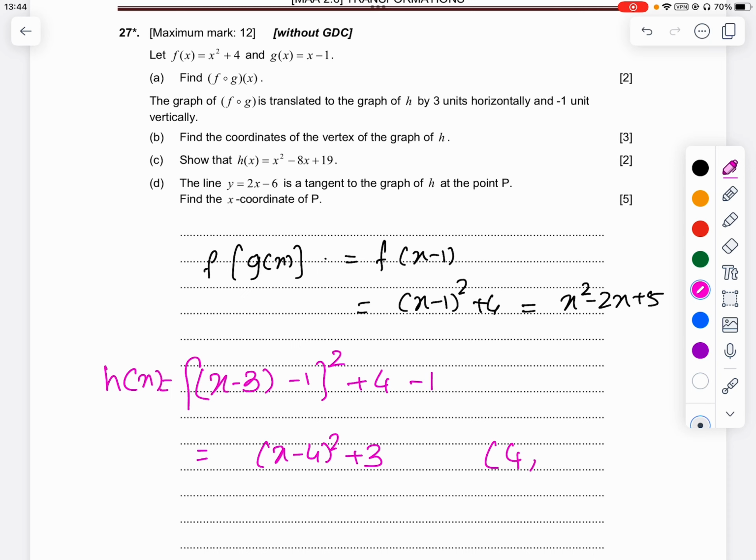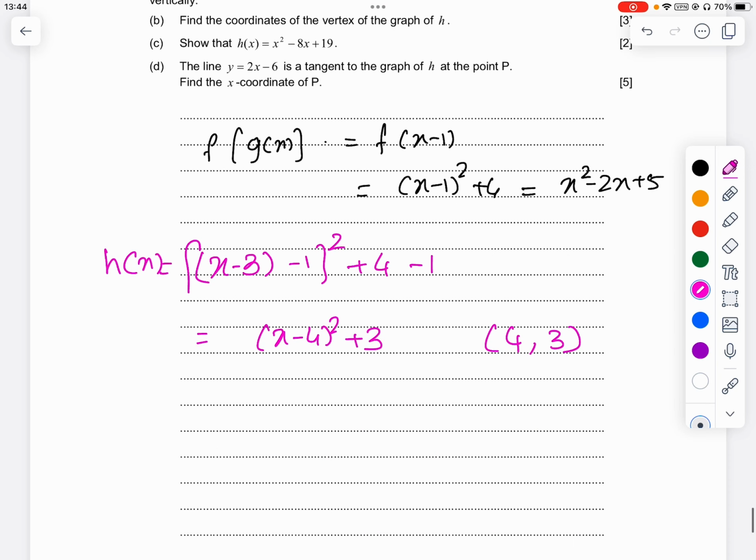So what's going to be the vertex? 4 comma 3. Show that h of x equals to x square minus 8x plus 19. So expand x square minus 8x plus 16 plus 3, which is h of x. So that equals to x square minus 8x plus 19.